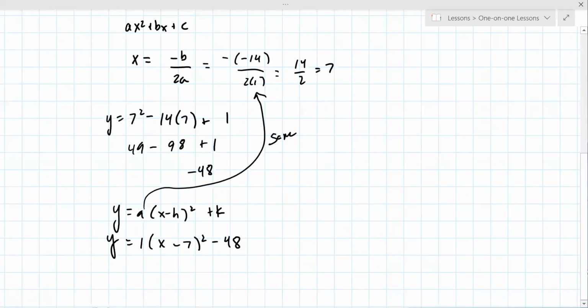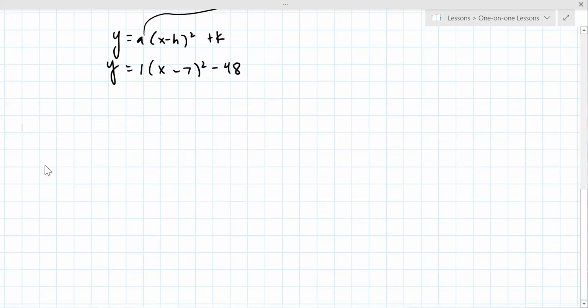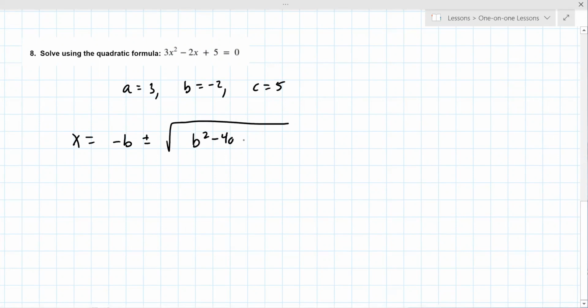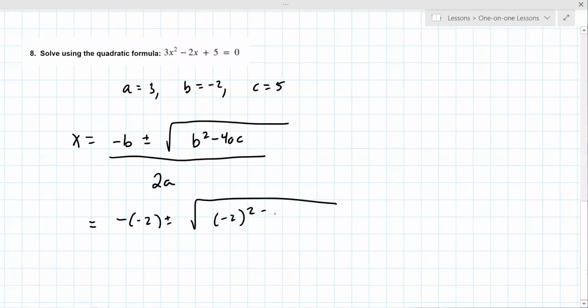Number 8 is to solve using the quadratic formula. So we know that a equals 3, b equals minus 2, and c equals 5. And we have x equals opposite of b plus or minus the square root of b squared minus 4ac all over 2a. Minus minus 2 plus or minus the square root of negative 2 squared minus 4 times 3 times 5, all over 2 times 3.